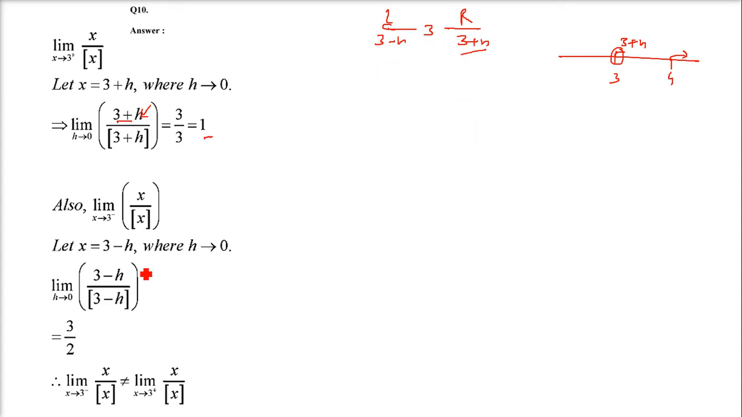Now take 3 minus h. I am taking the left hand side, left hand limit. So I am putting x as 3 minus h. 3 minus h by greatest integer function of 3 minus h. Now when you subtract anything from 3, it will always go to 2, that is the lower end of the integer. So we have 3 by 2.